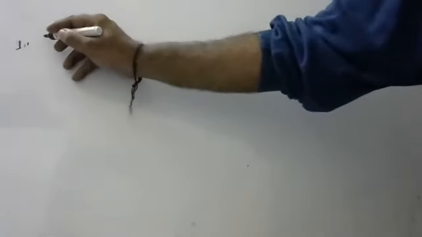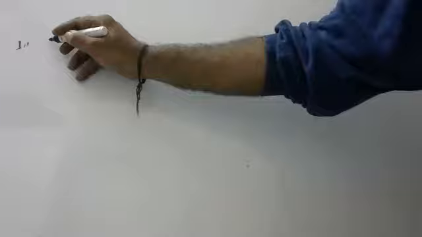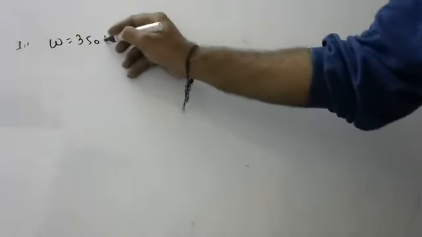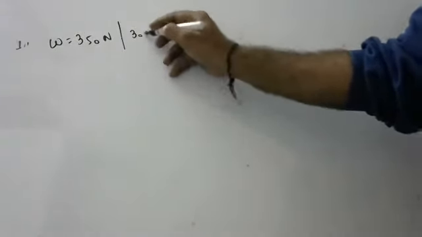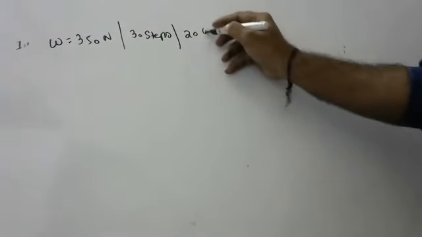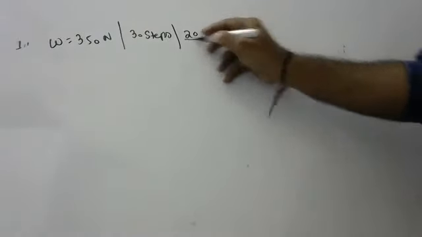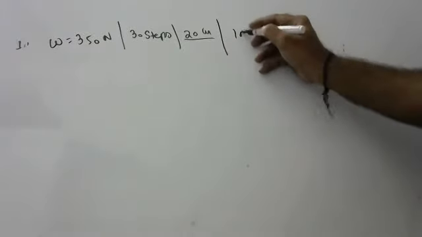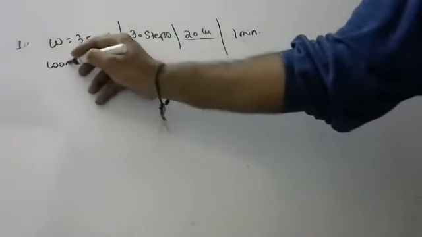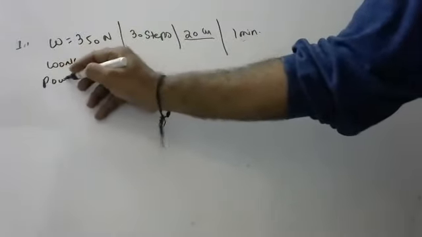Okay? So, children, first, try to see over here. If you know, you can tell also. A boy weighing 350 newtons climbs 30 steps. Each step is 20 centimeters in height, in 1 minute. The question is, calculate the work done and also power.